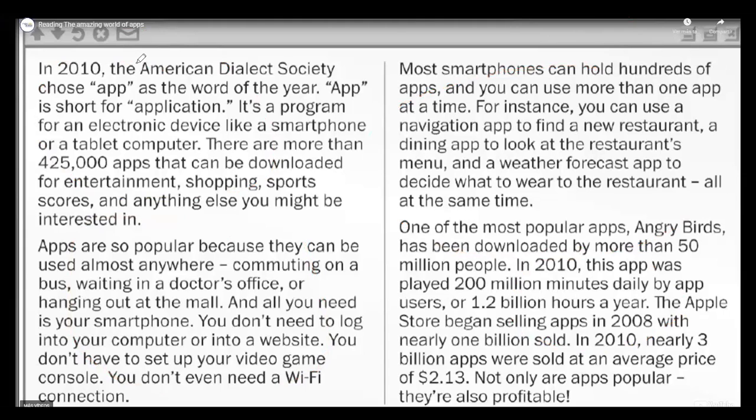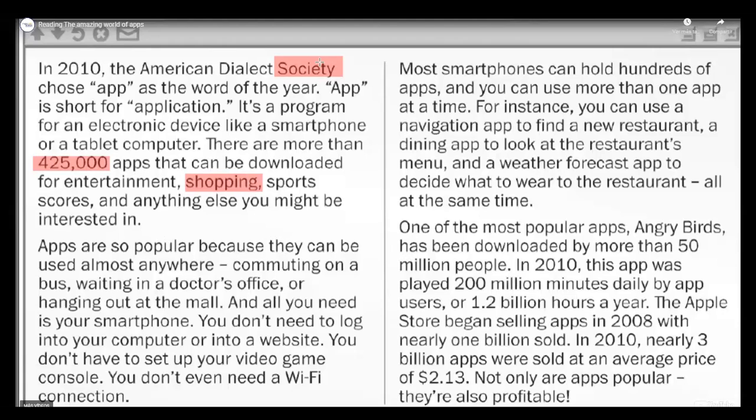In 2010, the American Dialect Society chose apps as the word of the year. App is short for application. It's a program for an electronic device like a smartphone or a tablet computer. There are more than 25,000 apps that can be downloaded for entertainment, shopping, sports, scores, and anything else you might be interested in.